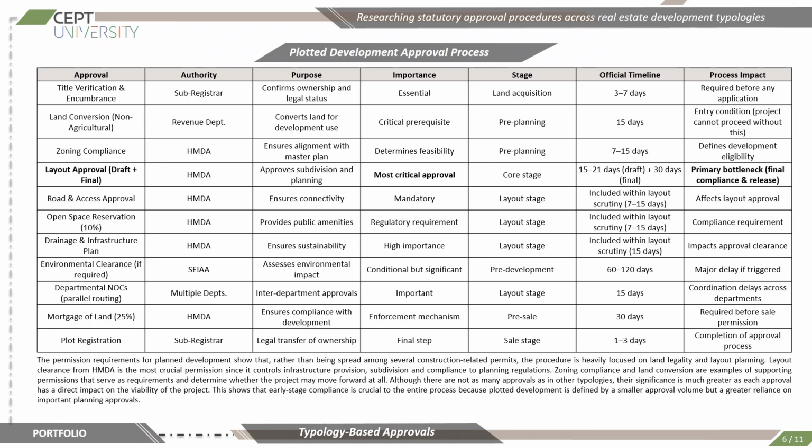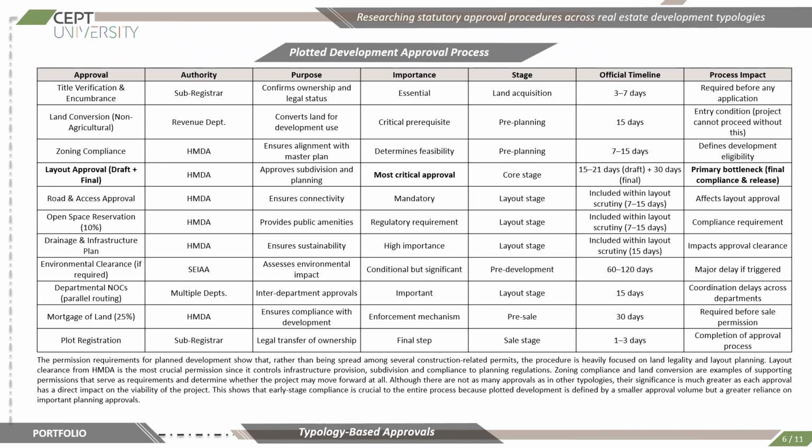This is a critical requirement because the project cannot legally proceed further without this conversion permit. Zoning compliance is another important step as it ensures that the project development aligns with the master plan and regulations established by the HMDA. The most critical stage in plotted development approvals is the layout approval. This process governs subdivision planning, infrastructure provision, road networks, open spaces, and any other planning regulations. Since it directly determines whether the project can move further or not, it acts as the primary challenge within the approval system itself.